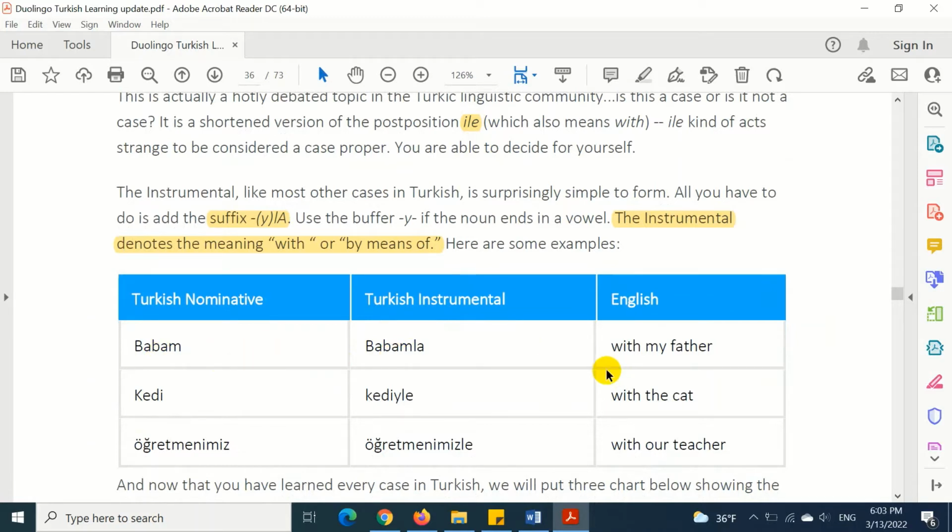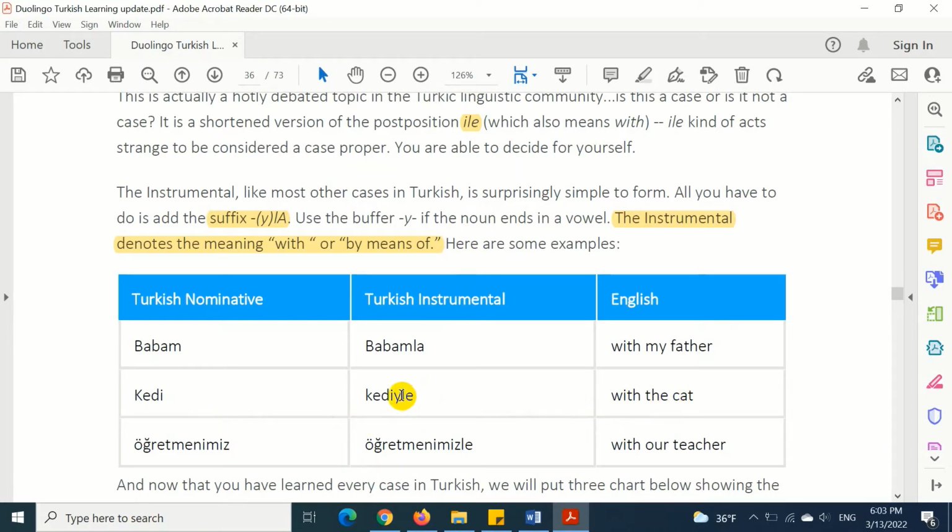Babam means my father. Babamla, with my father. See, this ile now is not used as an independent word, but is attached to this word, and this letter is removed, only L and A remaining. Kedi means cat. Kediyle, with the cat.